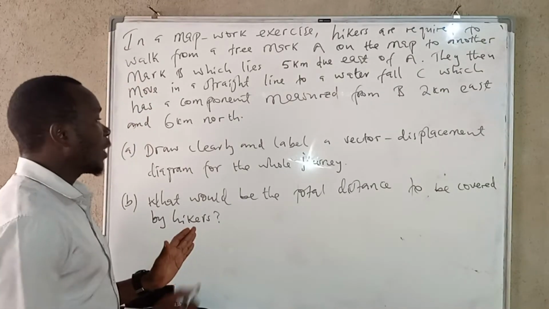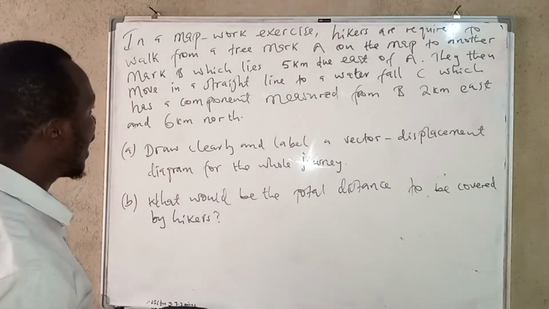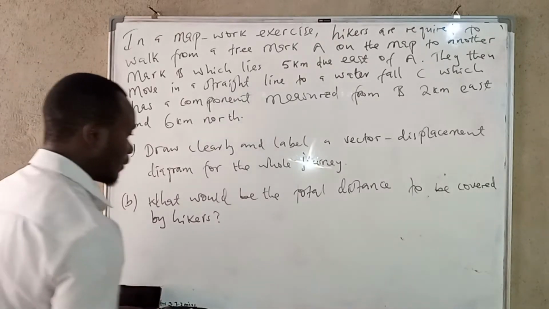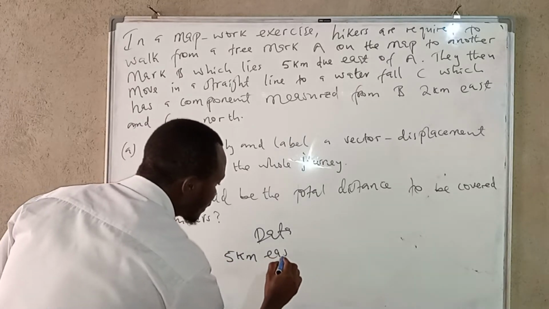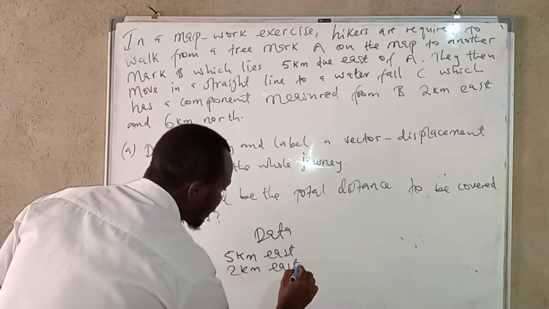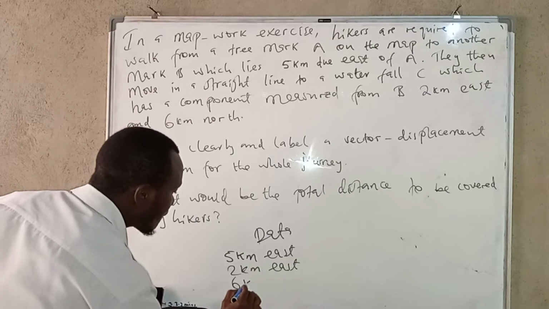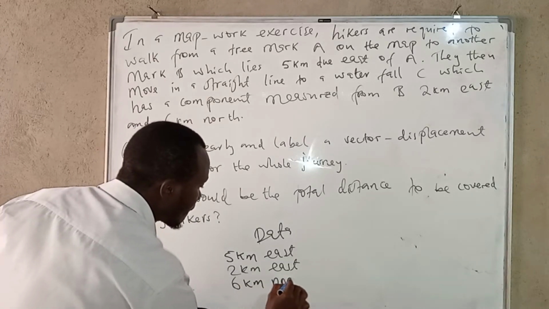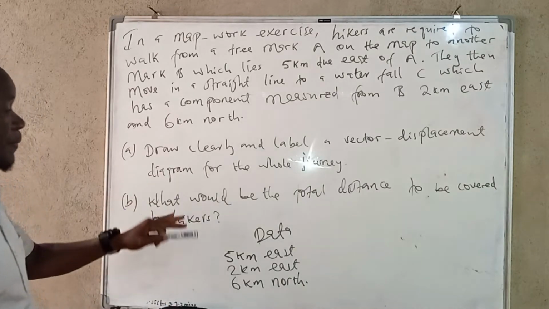Now, we are going to draw the diagram. So the data that we have, let us come up with the data first of all: 2 kilometers east, and 6 kilometers north. So this is the information that we have. Now let us draw.